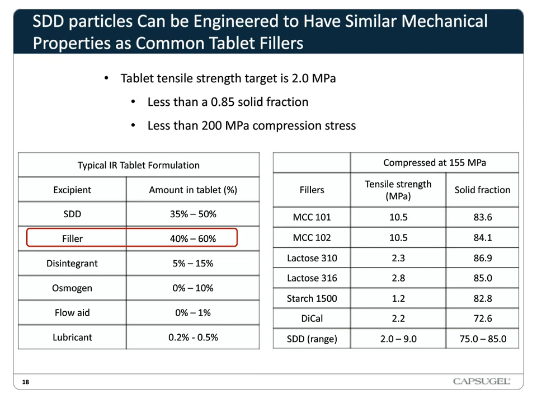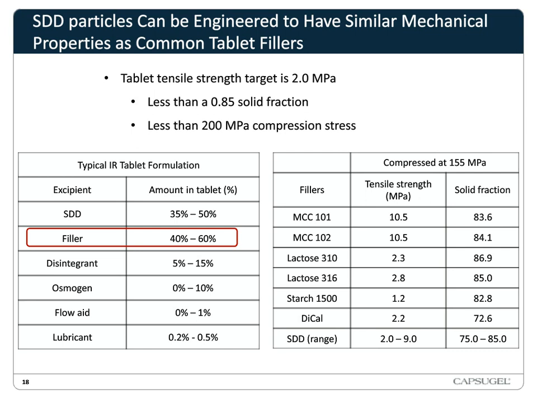And the filler, one reason the filler is added, there are multiple reasons, but one reason is to improve compact strength. And if we look at our table on the right here, we can see different common fillers compressed at 155 megapascal and the resulting tensile strength and solid fraction. So generally what we're seeing is that fillers have a tensile strength of about, for MCC, of course it's about 10, and then for lactose about 2 to 3, and starch and dical are a little lower. And the solid fractions are all generally about 85 or below.